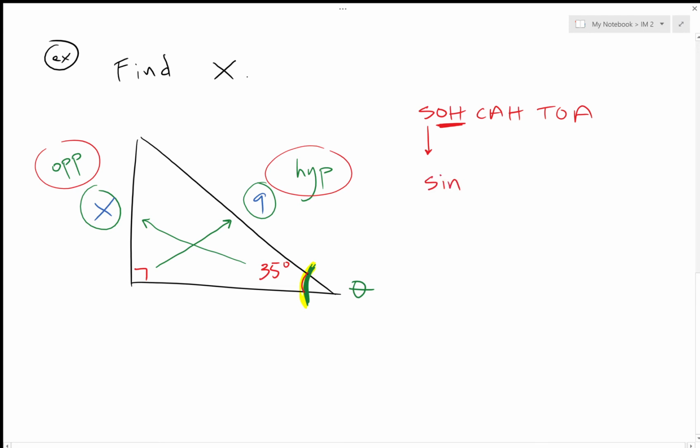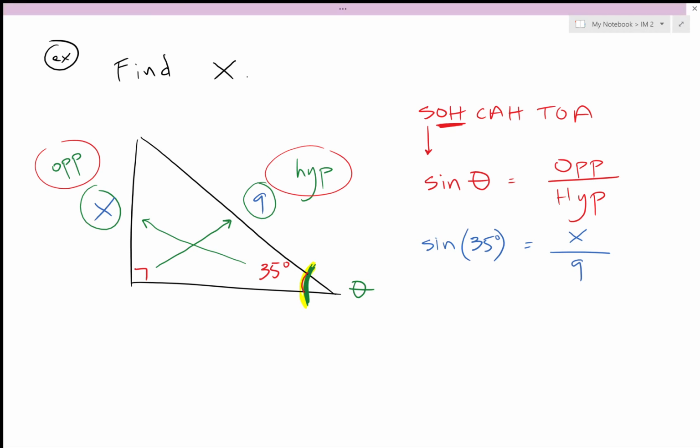So we're going to go ahead and write that down. Sine of theta is opposite over hypotenuse. And let's fill in everything that we have. So sine of theta. Now I do know what theta is. Theta is 35 degrees equals. The opposite is x, and the hypotenuse we have labeled as 9. So this is something we can solve for now. We want to find out what this x is. So we need to get that x by itself.